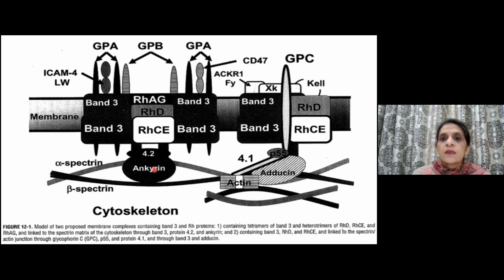And in addition, band 3 may be present in another form in which the RHD and RHCE are attached to the underlying cytoskeleton through P55, adducin, and protein 4.1. So this membrane topology is the main reason for the functional role of the Rh blood group system in the membrane, and this is also known as the Rh membrane complex containing all these various proteins.